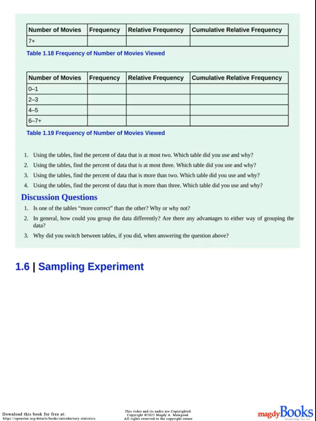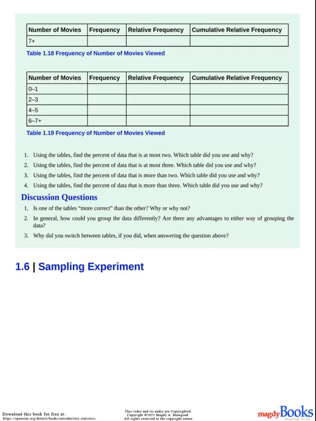Table 1.19. Number of movies, frequency, relative frequency, cumulative relative frequency. 0 to 1. 2 to 3. 4 to 5. 6 to 7 plus. Table 1.19, frequency of number of movies viewed.